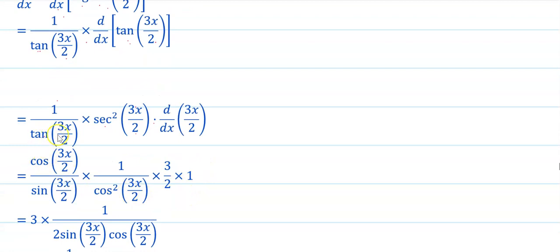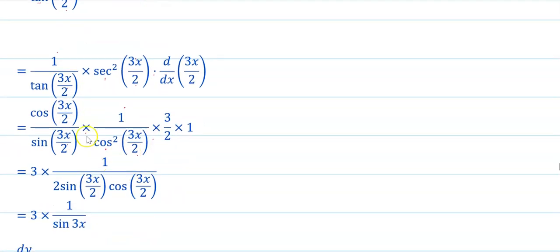Okay. 1 upon tan of 3x upon 2 means what? It is cot of 3x upon 2. Cot means cos of 3x upon 2 upon sin of 3x upon 2, into sec square 3x upon 2, which means 1 upon cos square 3x upon 2, into this 3 by 2. Again, one cos will get cancelled, and then you will get a single cos, which is cos of 3x upon 2.